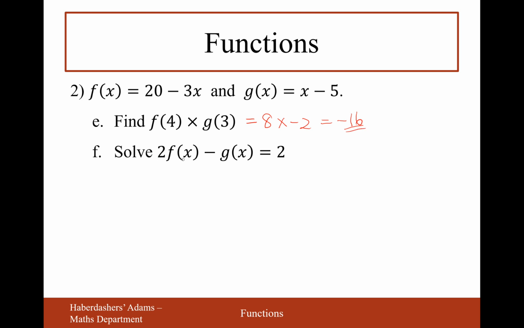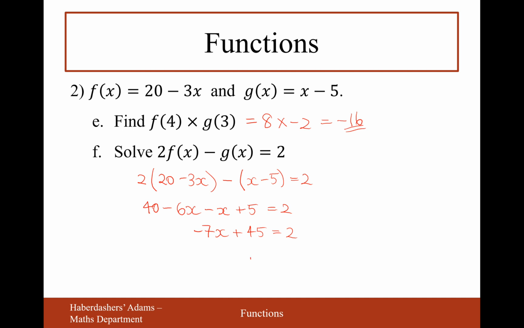In the next part, it's 2f of x minus g of x equals 2. So I need to do 2 times the f function, and then subtract all of the g function. Now let's expand the brackets. 40 minus 6x, and then take away everything in this bracket. So take away the x and take away minus 5. But remember, when you take away minus 5, you actually add 5. So this will be minus 7x, add 45 equals 2.